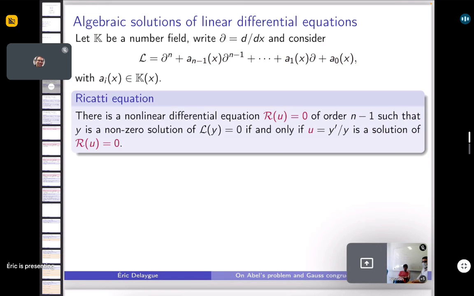Being given this differential operator, we can consider the Riccati equation, which is a nonlinear differential equation of order 1 less than the one of L, and such that y is a non-zero solution of the operator L if and only if u, which is the logarithmic derivative of y, is a solution of the Riccati equation.